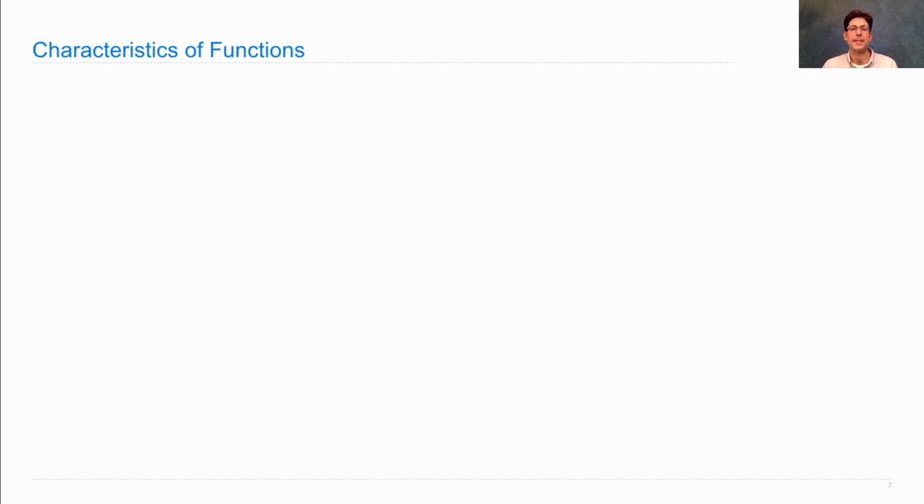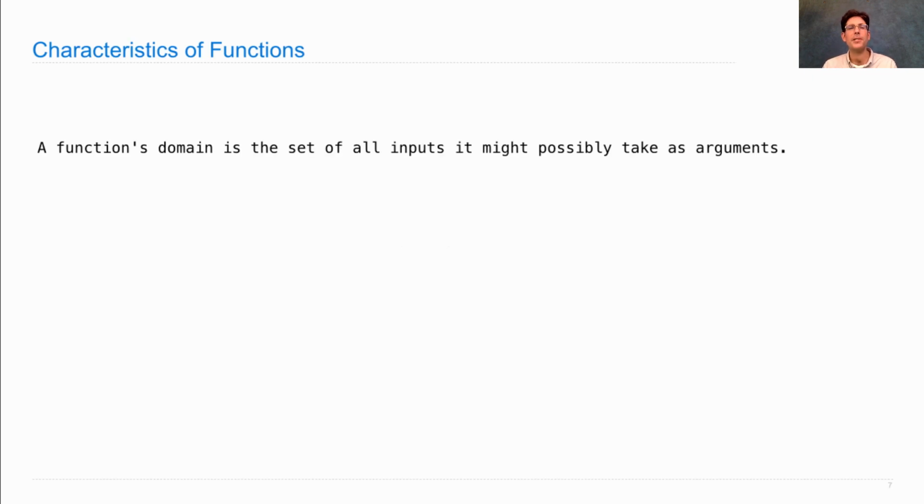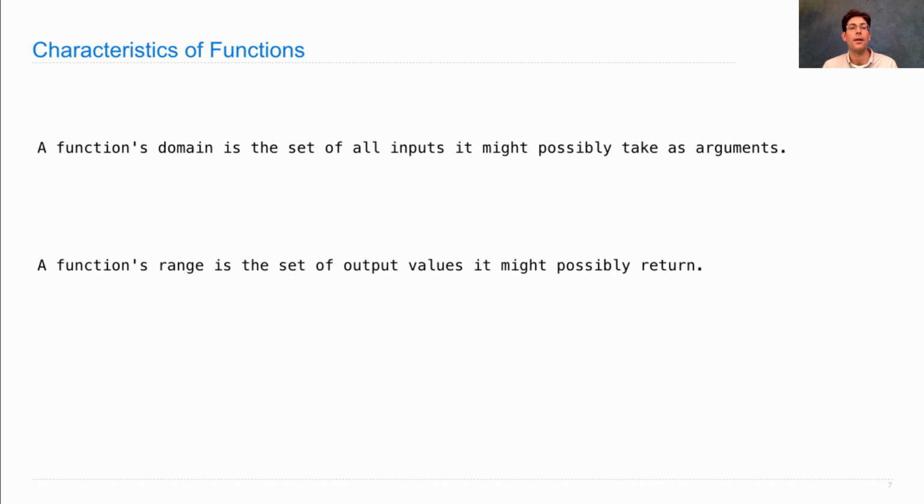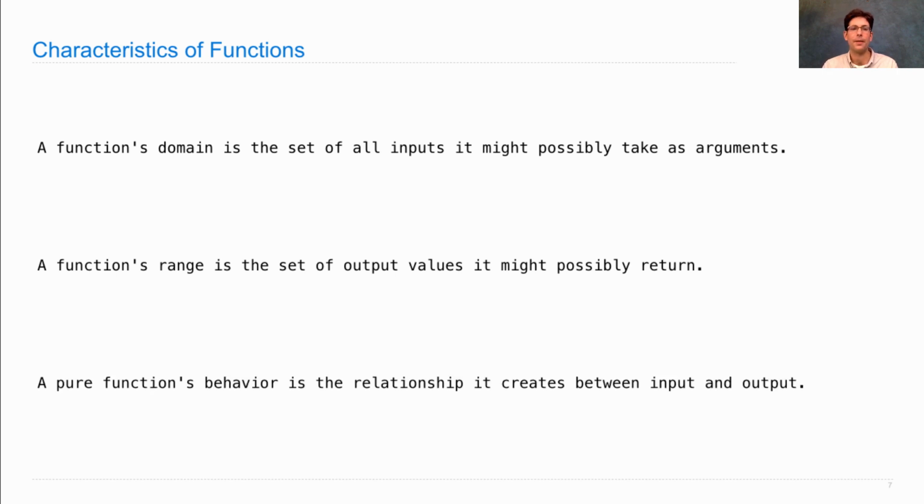Here are some characteristics of functions. A function's domain is the set of all inputs it might possibly take as arguments. A function's range is the set of output values it might possibly return. So knowing the domain and range of a function tells you where it can be used, what kind of thing goes in, what kind of thing comes out. Finally, a pure function's behavior is the relationship it creates between the input and the output.